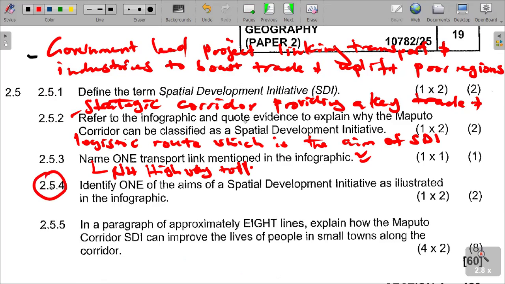And then 2.5, identify one of the aims of spatial development initiatives as illustrated in the infographic. The aim is that it connects landlocked neighbors to a seaport. It is connecting landlocked neighboring countries.